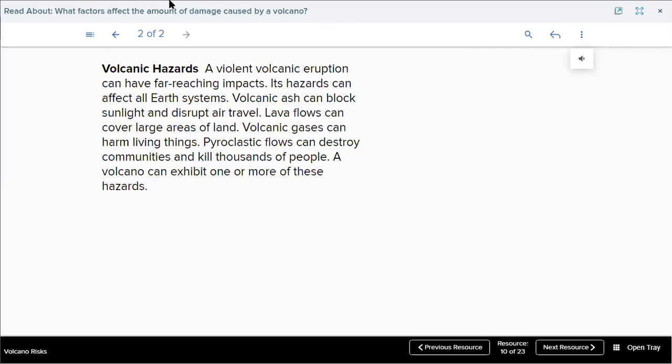Okay, so it's called volcanic hazard. That is the effect of the gases produced from a volcano. They can block sunlight and disrupt air travel. Lava can flow over large areas of land, and volcanic gases can harm living things. Pyroclastic flows can destroy communities and kill thousands of people. And a volcano can exhibit one or more of these hazards.